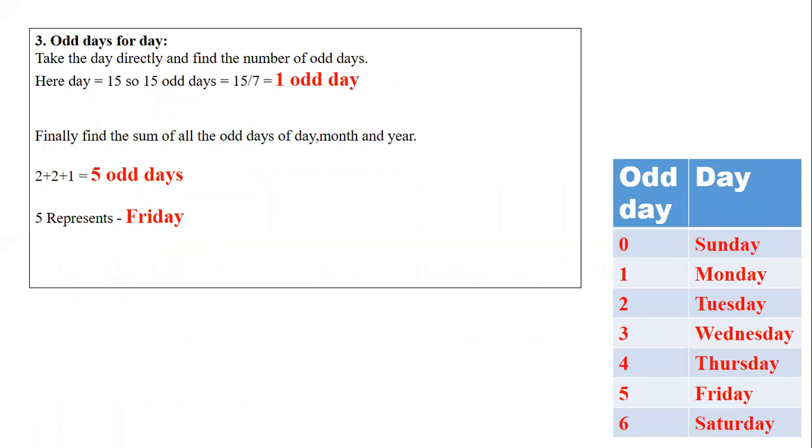So we can take the date directly. It is 15th August. We want to find out 15th day, which means 15 odd days. So 15 when divided by 7, you will get remainder 1. So 1 odd day. Finally, find the sum of all the odd days of day, month, and year.